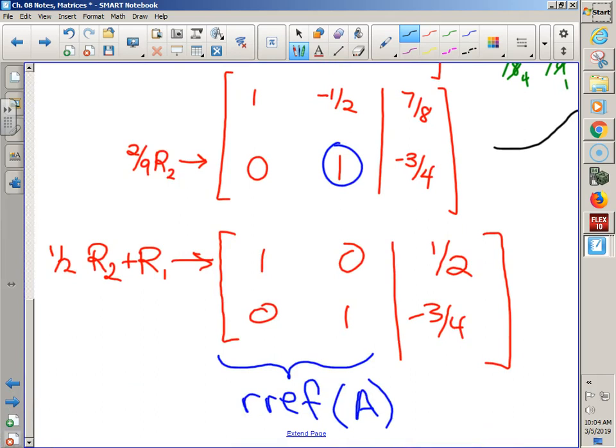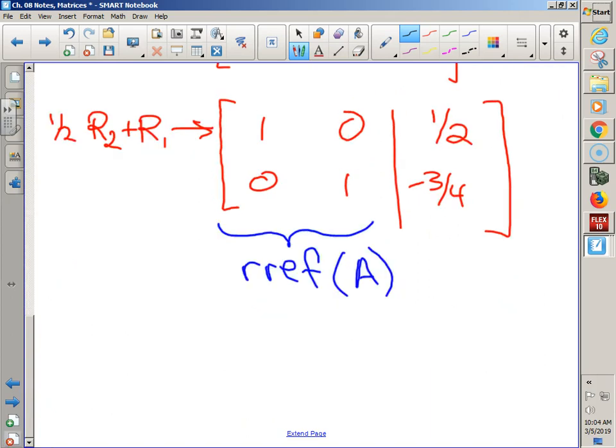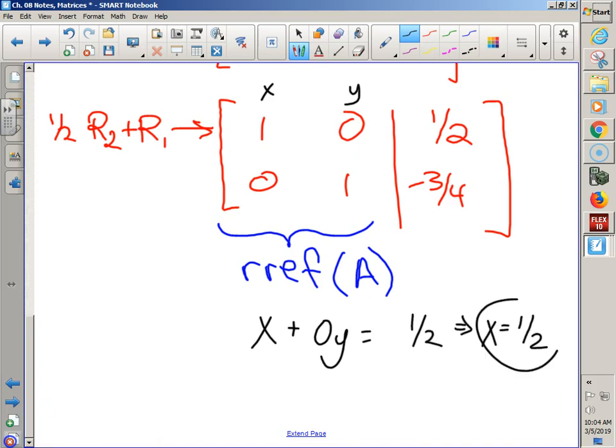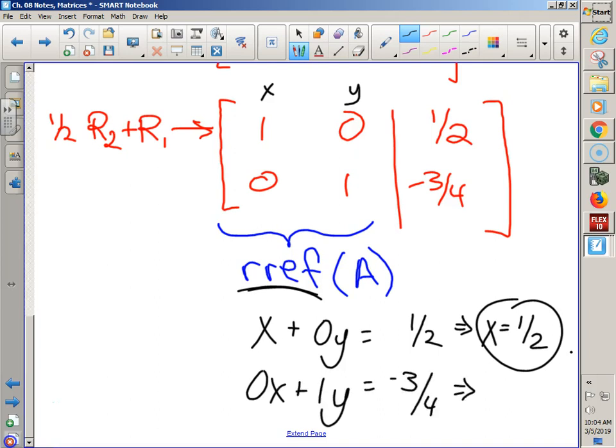an equation on top and an equation on bottom that we could technically go ahead and go from the matrix to an equation of 1x, because this was the x column, plus 0y, which is why we don't really write it, equals 1/2, which is why I said, hey, we solved the system by going to RREF. Or the second row would be 0x plus 1y equals -3/4, which is why I knew y equaled -3/4.